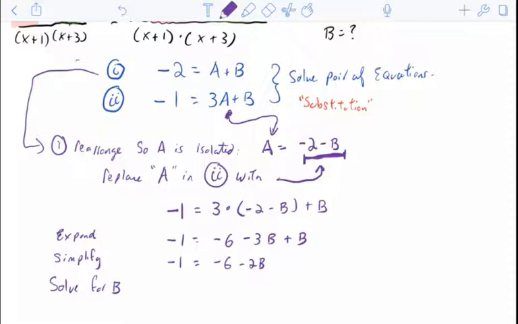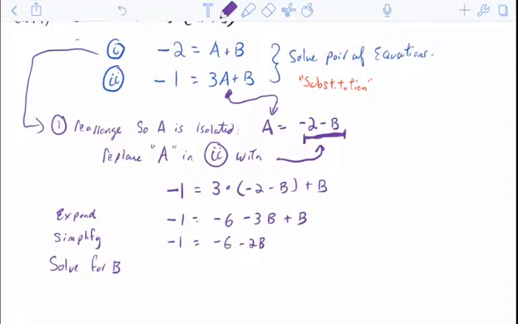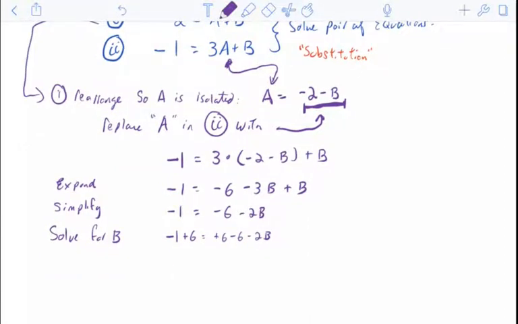So I'm going to start by adding 6 to both sides. So it becomes minus 1 plus 6 equals minus 6 minus 2b plus 6, and you get 5 is equal to minus 2b.